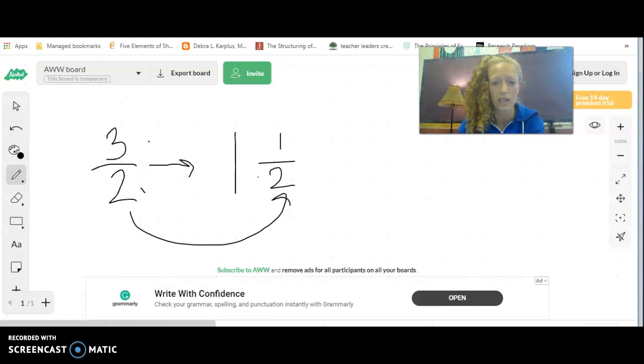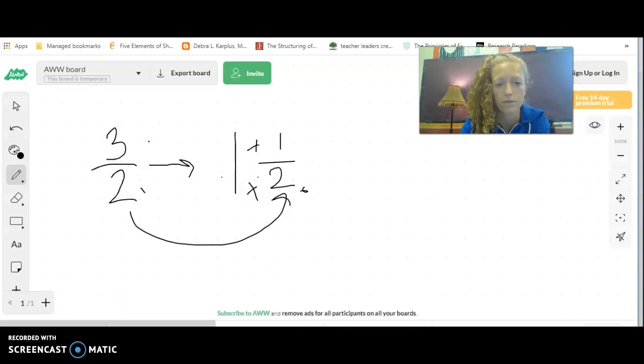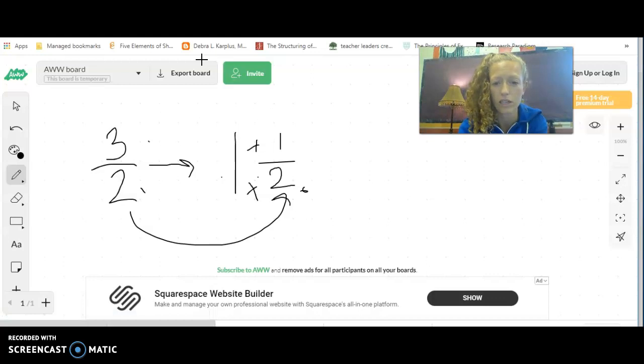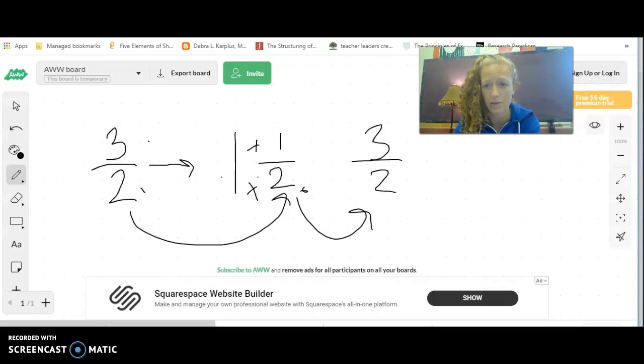But one way to check is you can take your 2 right here. Go 2 times 1, this big guy right here, plus 1. 2 times 1 equals 2, plus 1 is 3. So I end up with that 3. Denominator stays the same, over 2. Did I get right back to where I started? Absolutely, so I'm good to go.